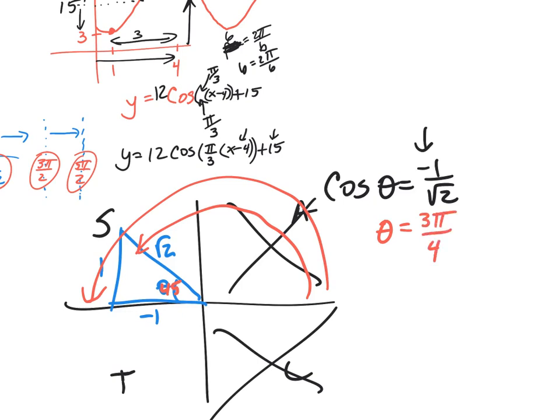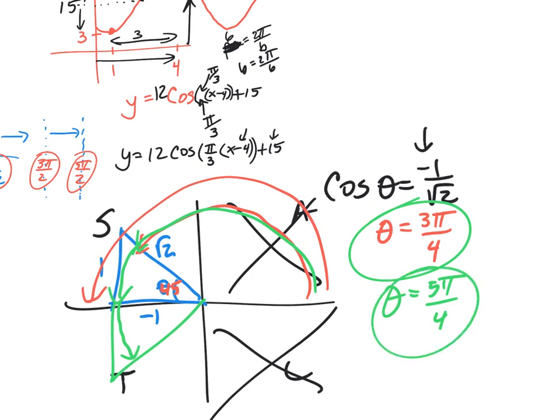And then you don't have to recreate everything down here. You just know there's also one down here. And that would be, well, more than 4 pi over 4. It would be 5 pi over 4. Because if it was 3 pi over 4 to here, and then 4 pi over 4 was here, then this would be 5 pi over 4. Well, there's your two answers for what that angle would have to be.